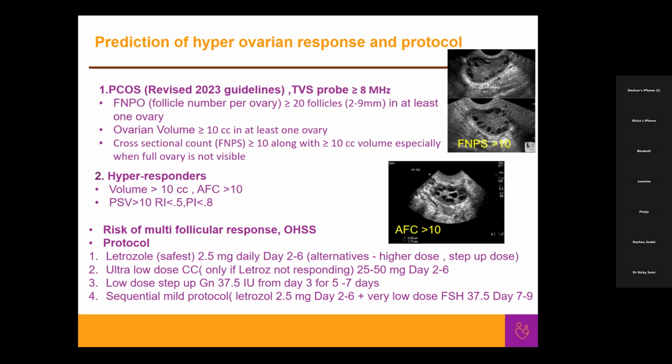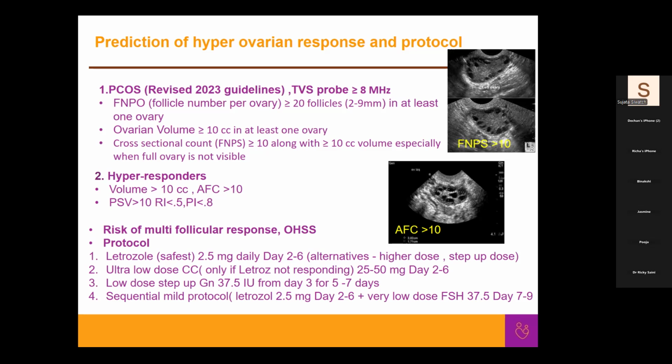We can start with 2.5 milligram daily from day 2 to day 6. Maybe the other alternatives could be we can start with 5 mg or we can use a step-up escalating protocol in case of PCO patients. Or if the letrozole is not working in a PCO patient, then we can use a low dose clomiphene citrate, that is from 25 to 50 milligram daily. Or we can use a low dose step-up, that is gonadotropin 37.5 units, starting from day 3 for 5 to 7 days. And then we do ultrasound and decide accordingly.